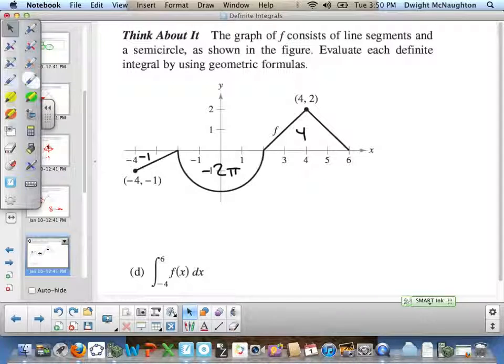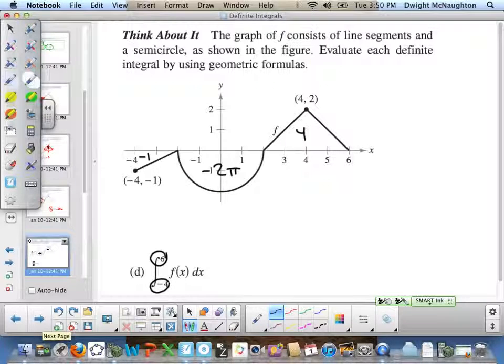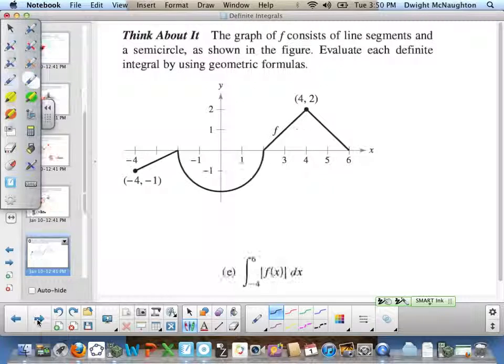As we look at this question, what is the area under the curve from negative 4 to 6? Well, we've pretty much done this before. We just need to take our old answers and combine them. So we got 3 minus 2 pi. Negative 1, 4, negative 2 pi.